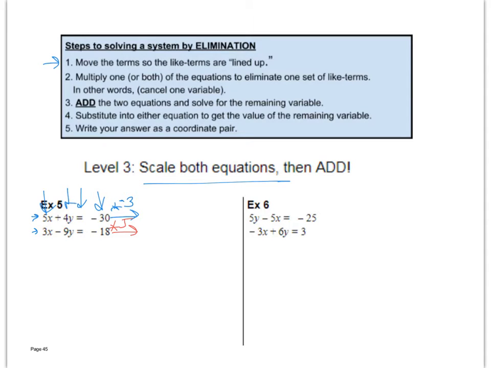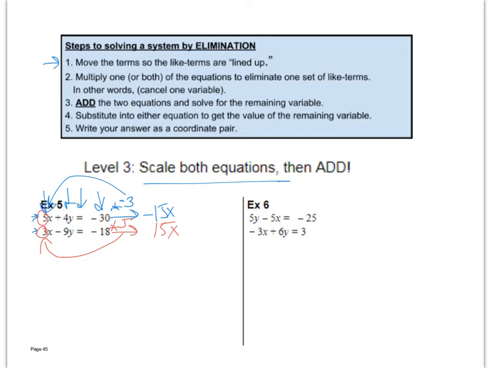And then I'm going to multiply this one by 5. So basically, I multiplied by a negative 3 and by a 5 so that they're going to be opposite. For instance, on this top one, when I multiply by negative 3, I get negative 15x. And on the bottom one, when I multiply by 5, I get positive 15x. So when I add, these will cancel. Negative 15x and positive 15x cancel.